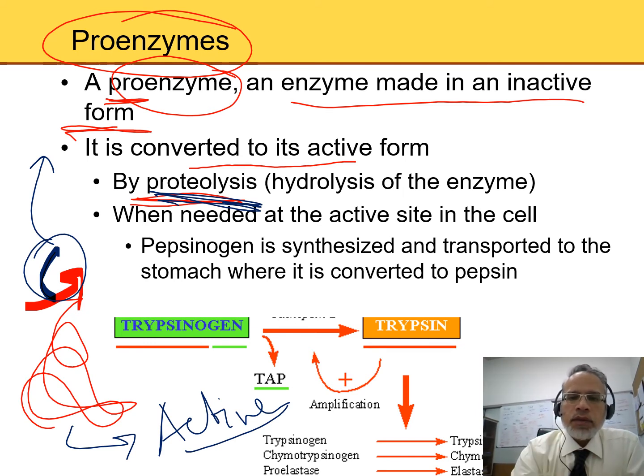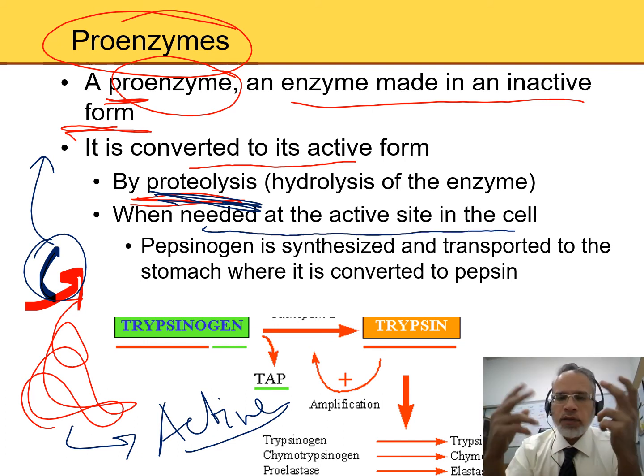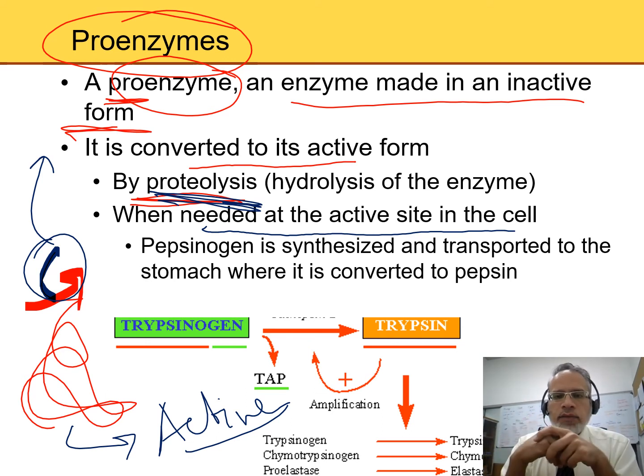And this happens basically when it is needed inside the cell, right? So it's made in the inactive form, it's circulating all over the place, and when you need it to be active, you cut off part of the protein, and then it becomes active. And the examples that we will talk about are these digestive enzymes. We talked about this in class a couple of weeks ago.